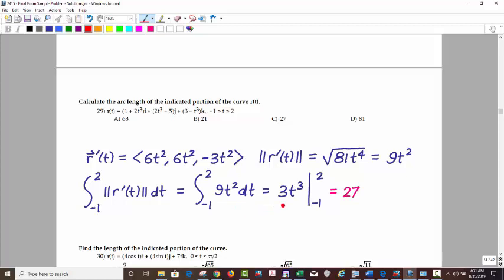So it's going to be 3t cubed. And from negative 1 to 2, 3t cubed with 2 will be 24 minus a minus 3 makes it 27. All right, so that one was pretty easy.